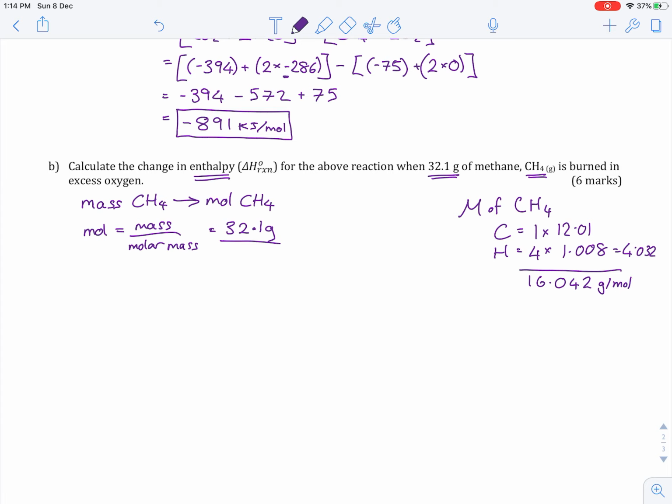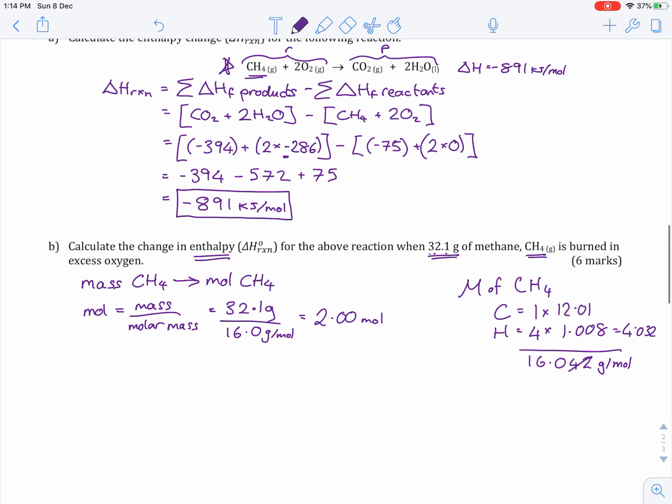You're using everything to 3 significant figures because that's what you've got in your question. So we'll get rid of the 4 and the 2. So we've got 16.0 grams per mole. And you should find out that your answer for this is basically 2 moles. Okay, so that's what you've got for your moles of methane.